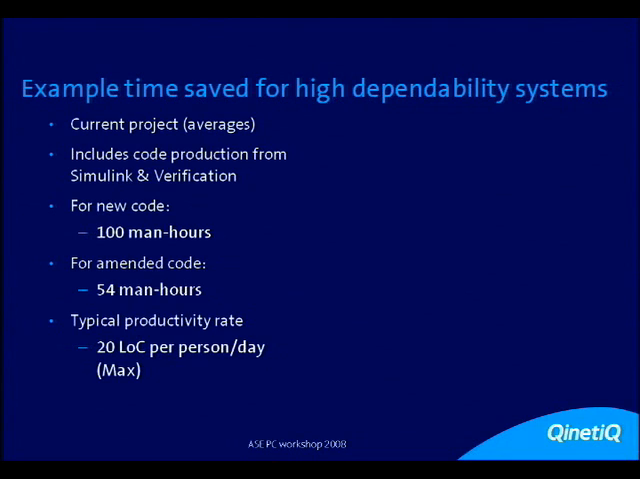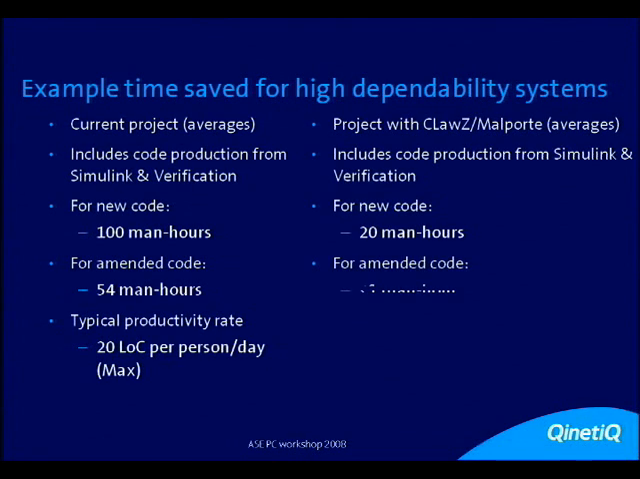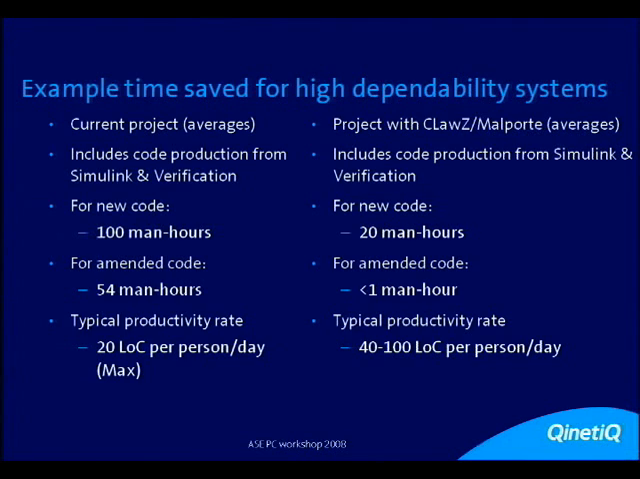at a maximum. Now, if you're using SPARK and a static analysis tool, Malpas, which looks at runtime exceptions, and again, comparing it like for like, for new code, rather than 100 man-hours, it's 20 man-hours. For amended code, and remember, for control systems, you're always iterating and changing the code, it's less than 1 man-hour as opposed to 54 man-hours. And that's where you get real huge savings. That's where the killer is in terms of costs of development of control systems, especially for high dependability ones.